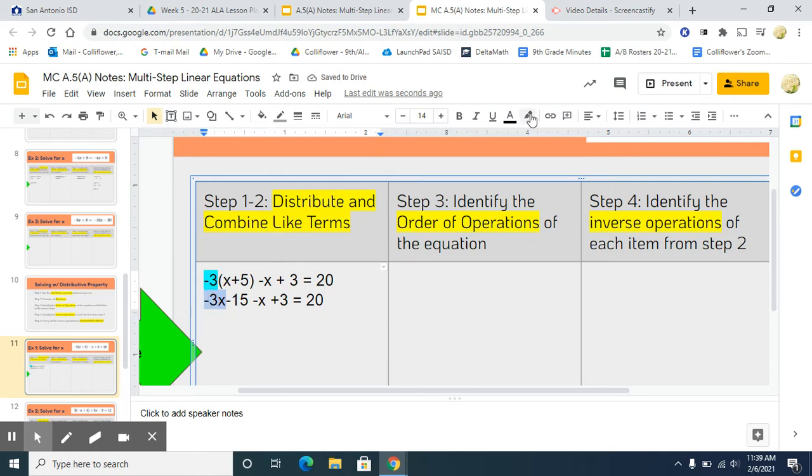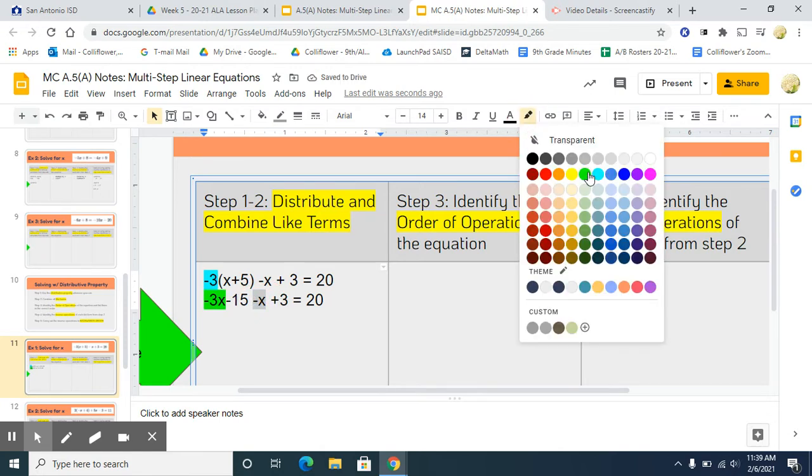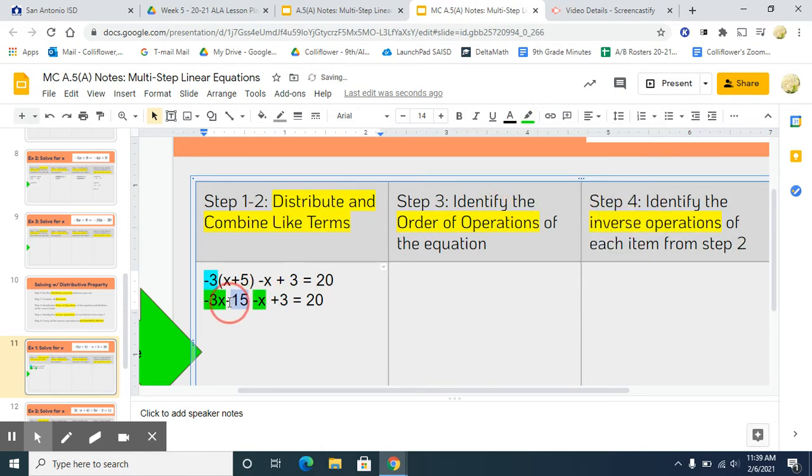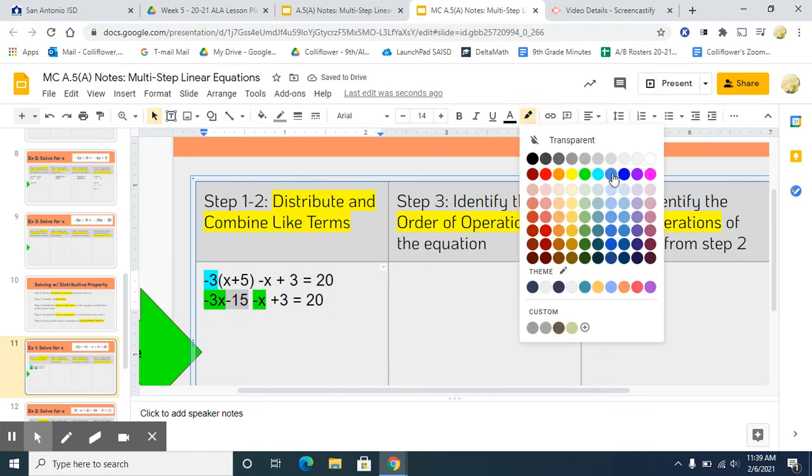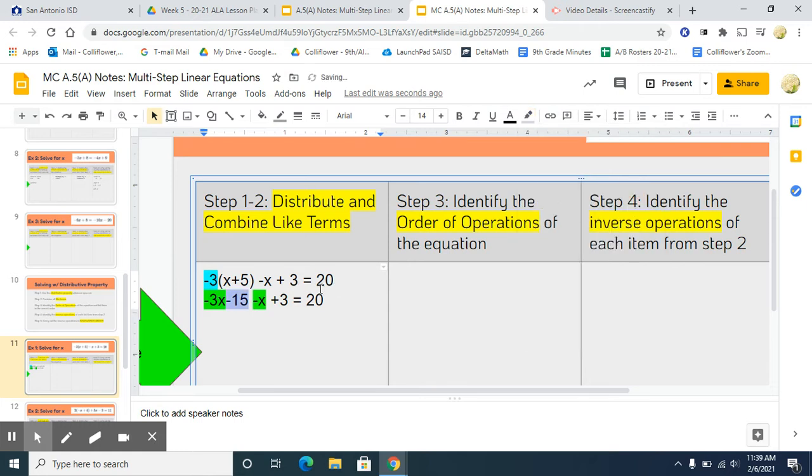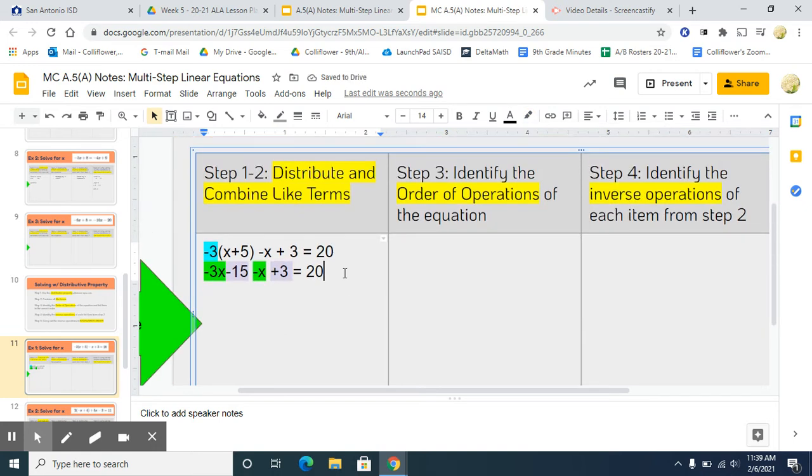I need to combine all of my like terms. So I've got these x's that I can combine, and I've got these constants I can combine. And so I'm going to highlight these for you. And if you want, you can highlight them in your slides as well. It might make it a little bit easier for you to keep track of what things you're combining. So when I combine my x's, I get a total of -4x's. And when I combine my constants, I get -12. And this is all equal to 20.